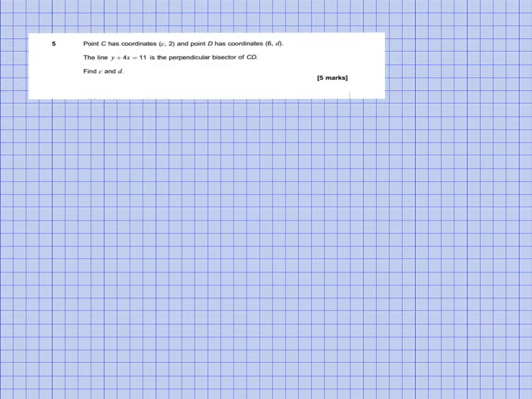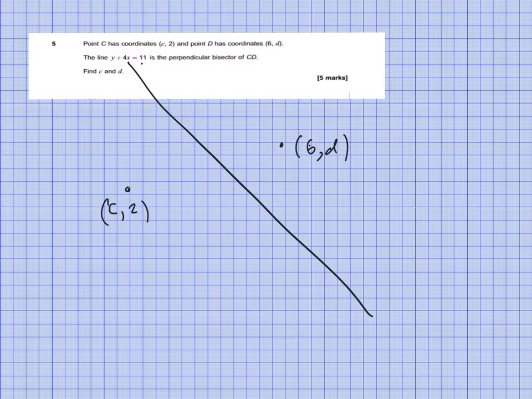Okay, we're going to try and do question 5 from the most recent homework. This one is, in fact, a simultaneous equations question, but it's just all wrapped up and hidden. I'm going to sketch out what we can see. We've got point C, which has the coordinates (c, 2), and we've got point D, which has the coordinates (6, d), and we know that there's a line going down here, which goes through a midpoint there, which I'm going to call M.